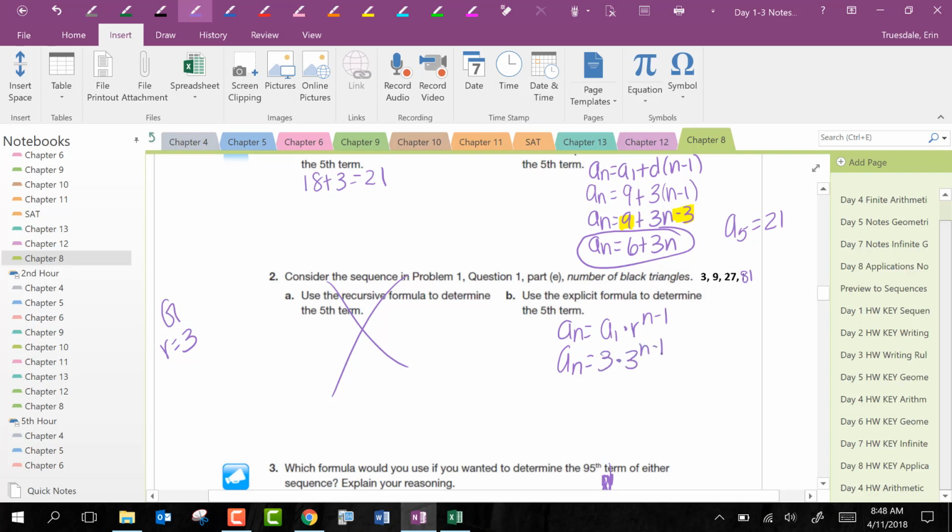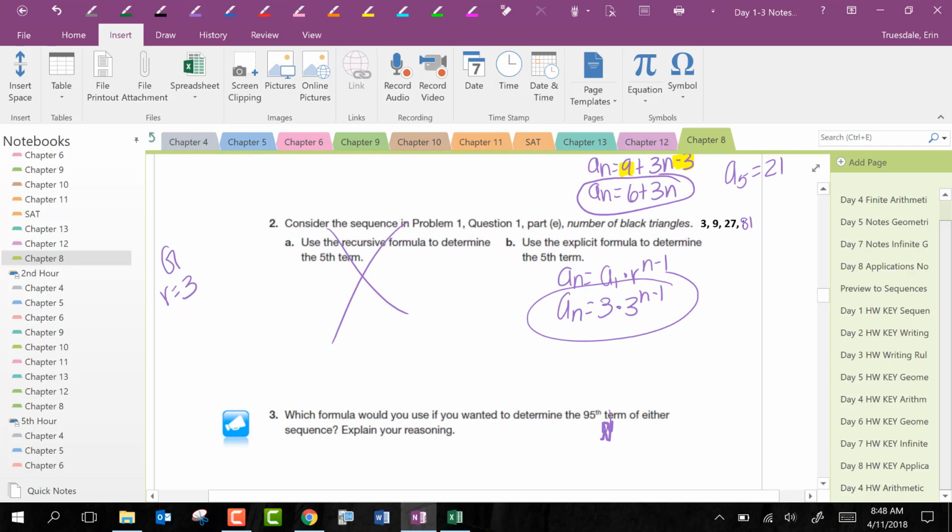3 to the n minus 1. Okay, so this rule generates any term in this sequence. You plug in the term position for n, it pops out the term that you have. So if I want the 5th term in this sequence, I can just say A5 is 3 times 3 to the 5 minus 1.